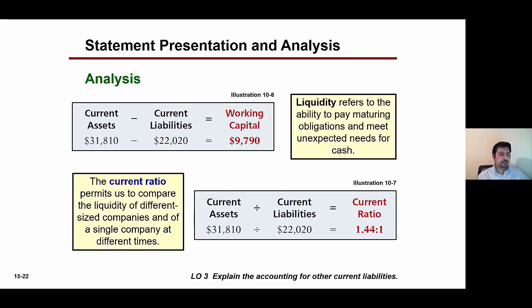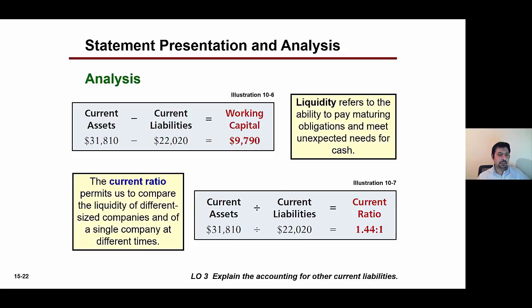Once again, we need to analyze the information that the companies provide on their financial statements. And one important term that the companies look at is the liquidity of the company, which is the ability of the company to pay its short-term debts. And one way to look at this is by looking at the working capital.